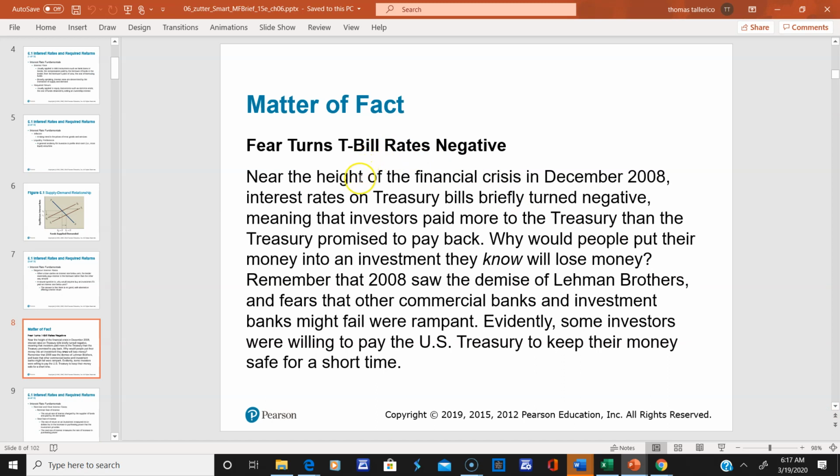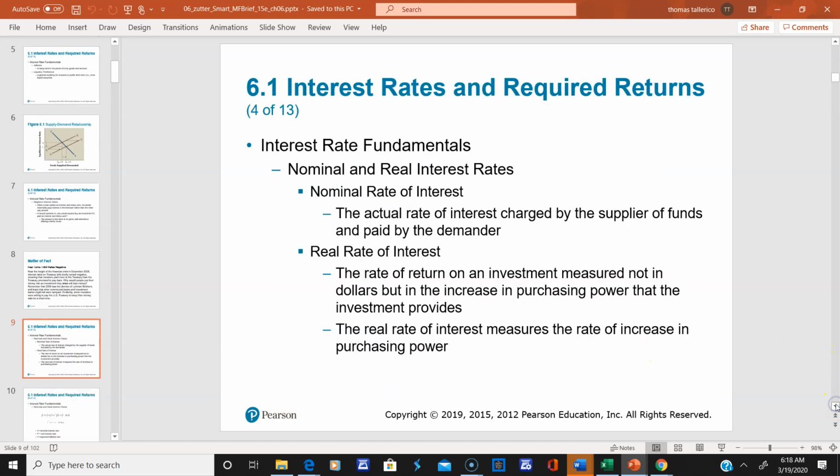So as you can see here, back in 2008, and I'll read it to you because it's interesting: near the height of the financial crisis in 2008, interest rates on T-bills briefly turned negative, meaning that investors paid more to the Treasury than the Treasury promised to pay back. And this is what's going on today. Why would people put their money into an investment they know will lose money? Remember, 2008 saw the demise of Lehman, and fears that other commercial banks and investment banks might fail were rampant. Evidently, some investors were willing to pay the U.S. Treasury to keep their money safe for a short time. So there's a lot of talk of that today.